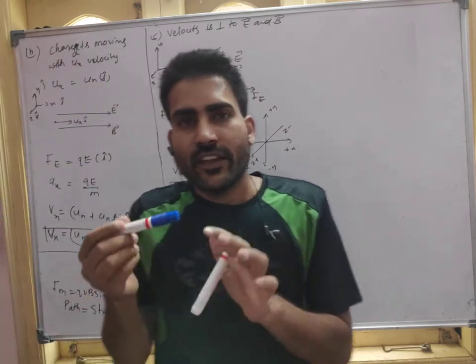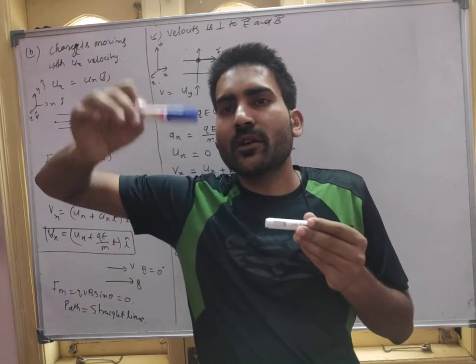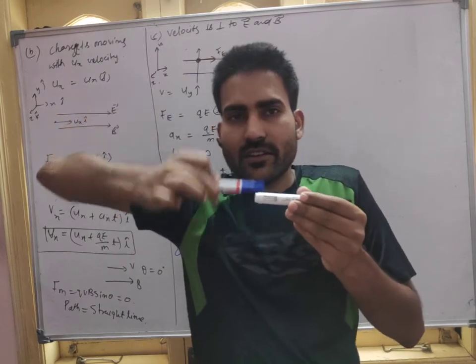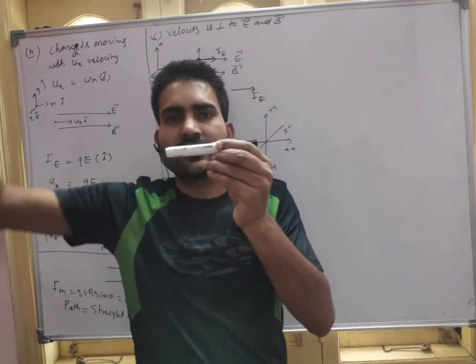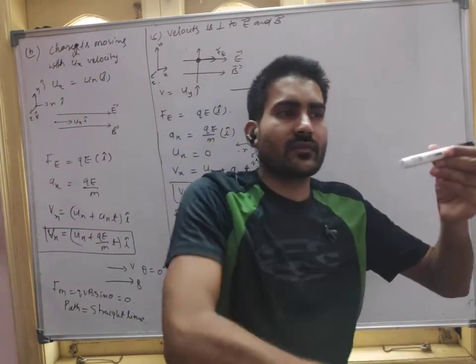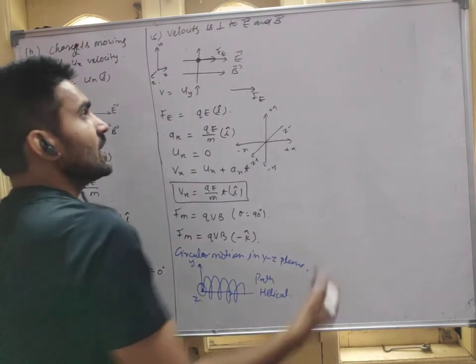See, if that forward motion is not there, it will keep on rotating here only. But if that particular force comes in the forward x direction, then it will start rotating like this. See, this is the axis, it will start rotating like this. Are you getting my point or not? So the path will be helical.